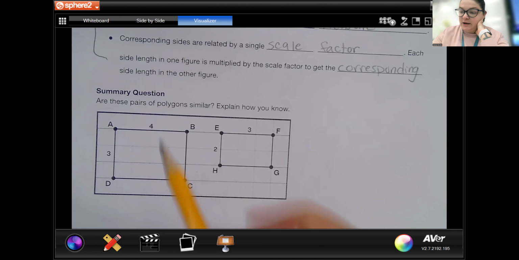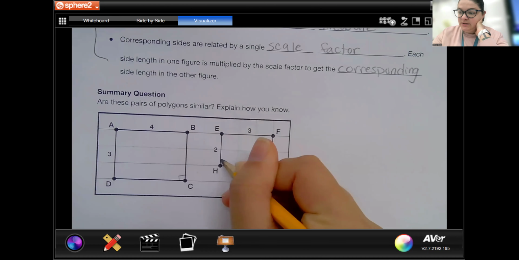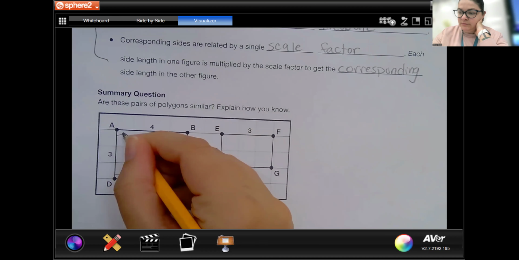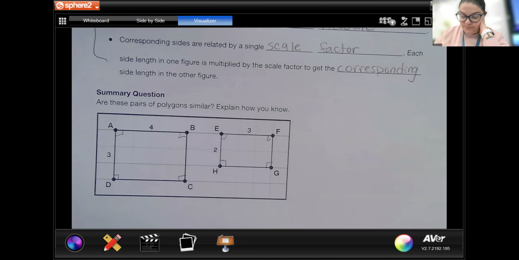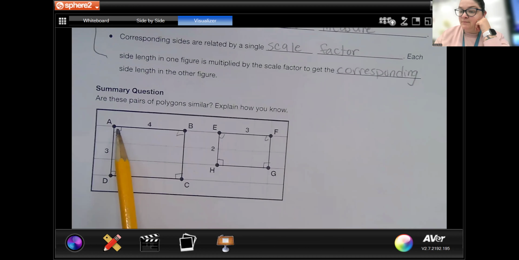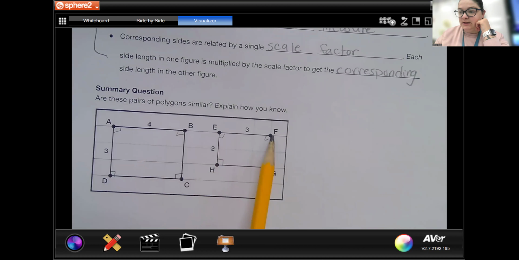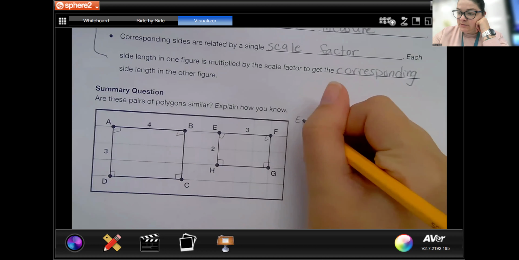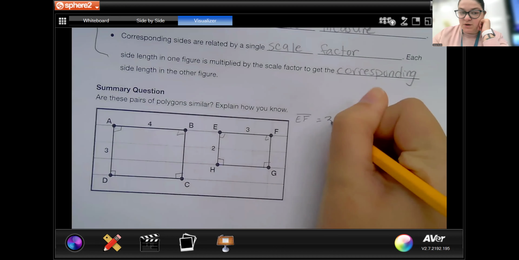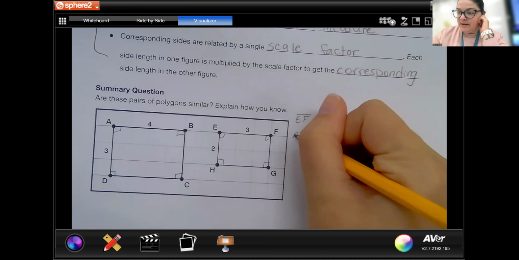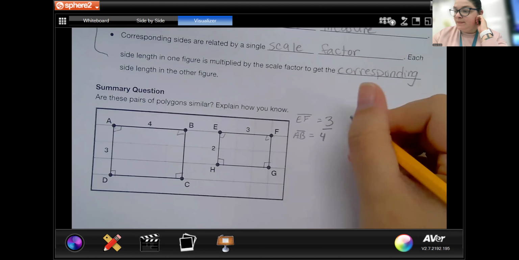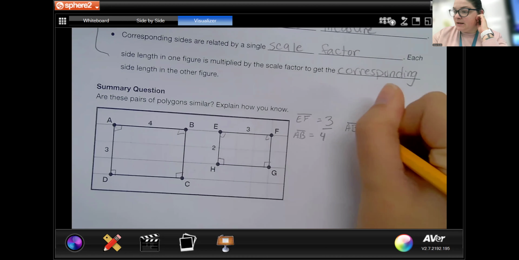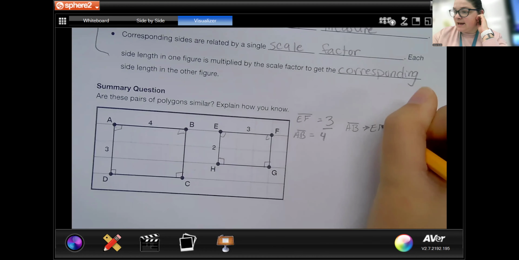So we can see that they are both rectangles, so they do have the same angle measures. All four angles are 90 degrees. We just now need to check to see if they have the same scale factor. So if I'm looking at AB and EF, EF was given to us as 3. AB given to us is 4. So I need to put them over each other, EF over AB.